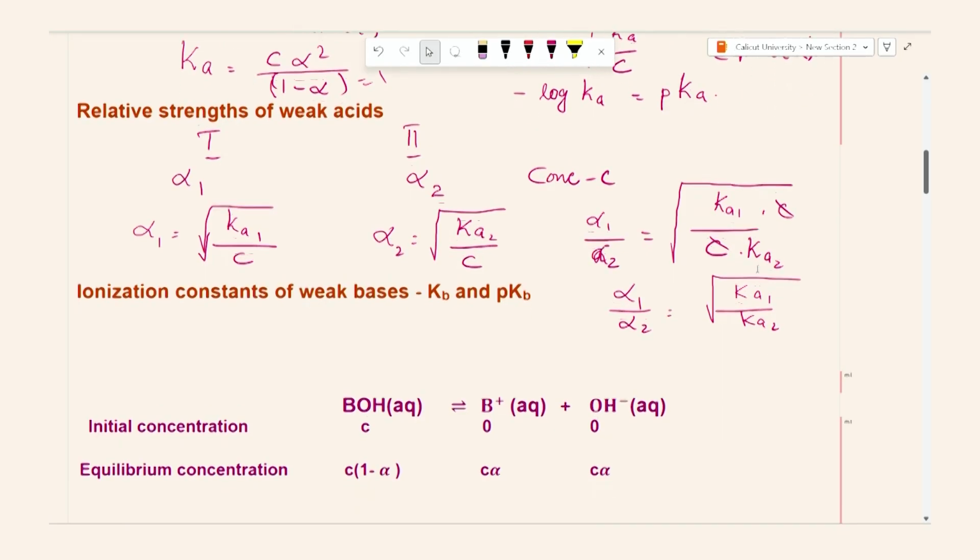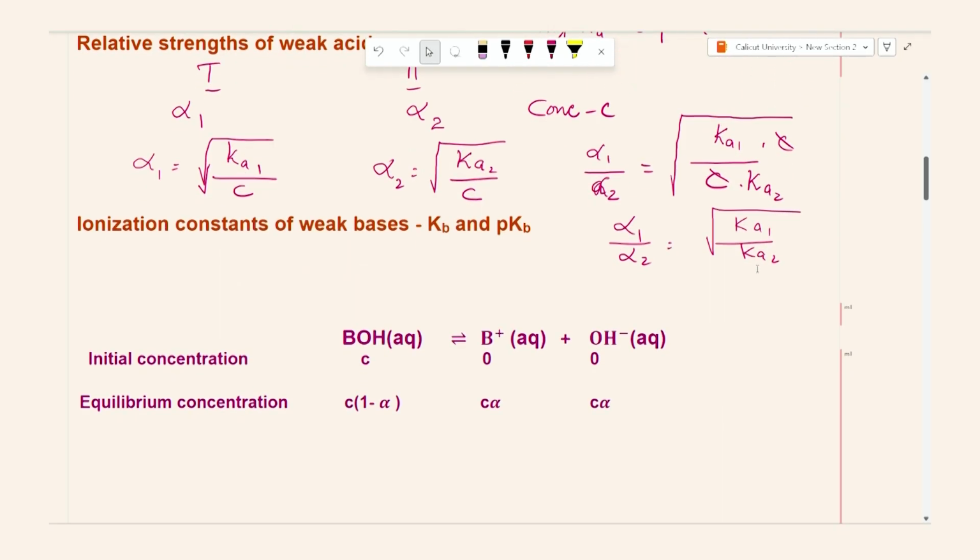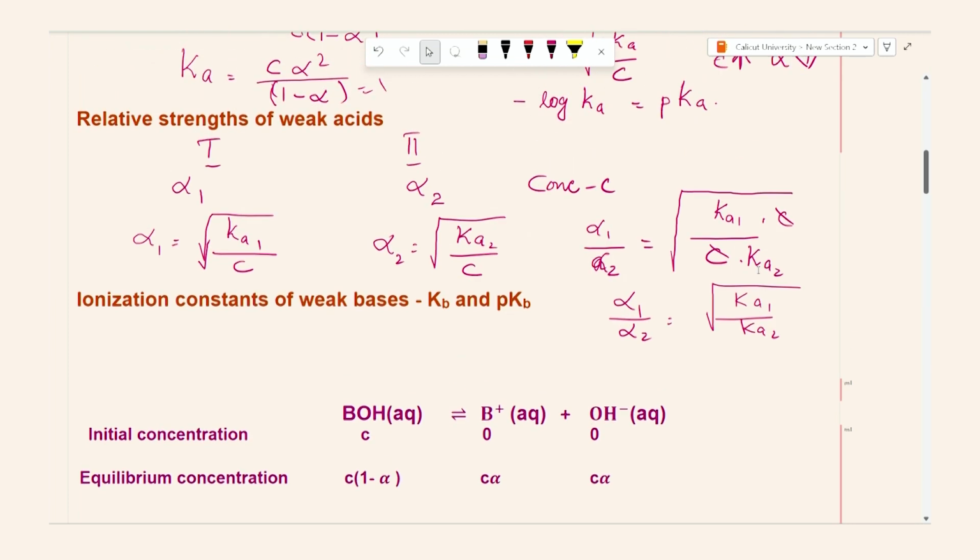So, this gives us a relationship between how much the acids have been dissociated. We get an idea about which dissociates more or which one dissociates less, or you can say it is a comparison, a relative strength of the two acids. Next, what we are going to see is for a weak base. This was for a weak acid.